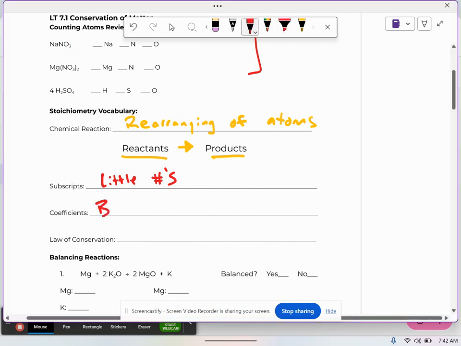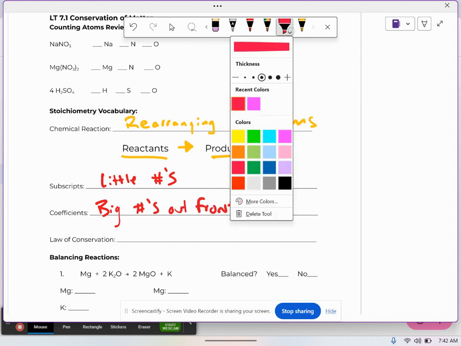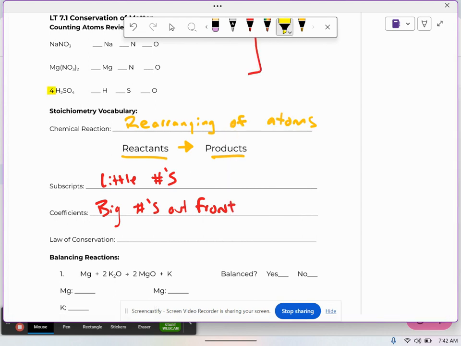Coefficients are what we call the big numbers, and they're called molar coefficients, and we'll kind of get into that. But they're the big numbers out front. And so a big number out front would be an example of something like the 4. So coefficients apply, and we say they are the big multipliers. All right. So those are just some vocabulary terms.